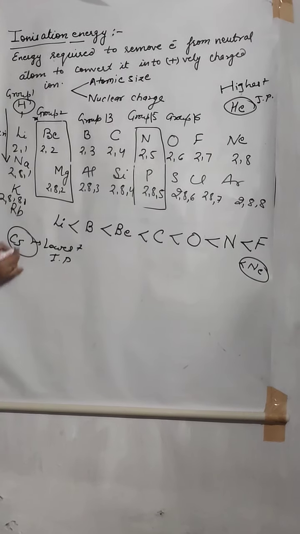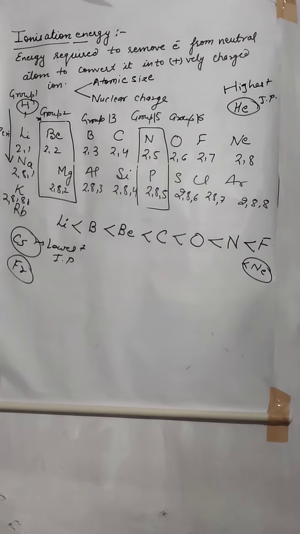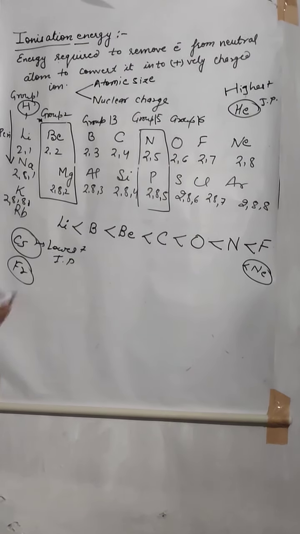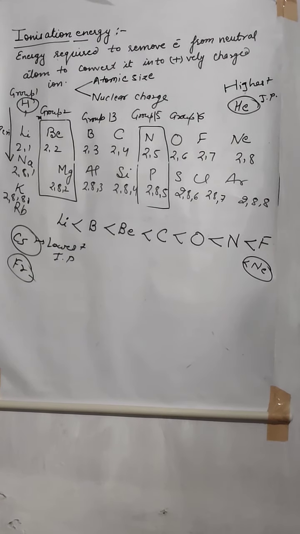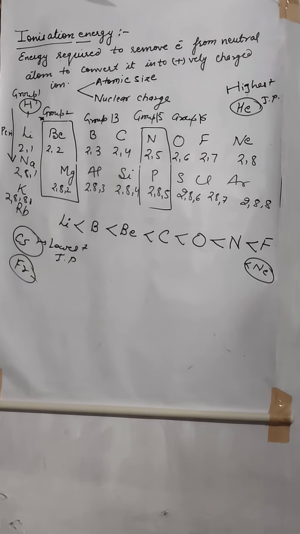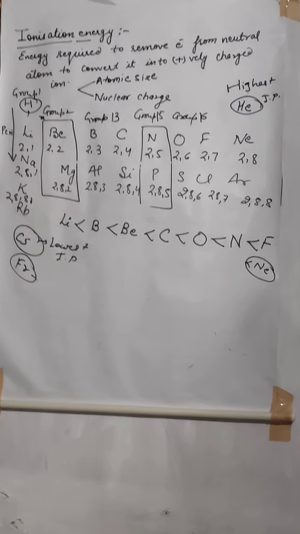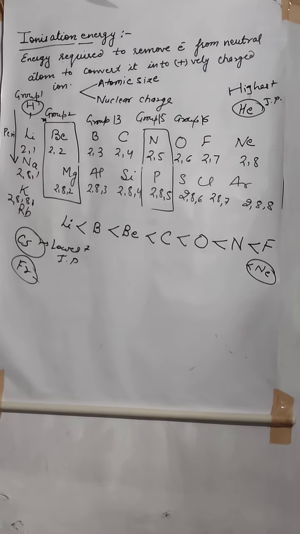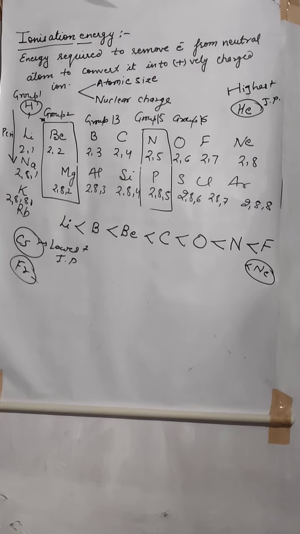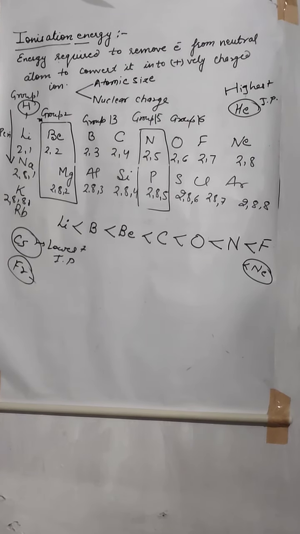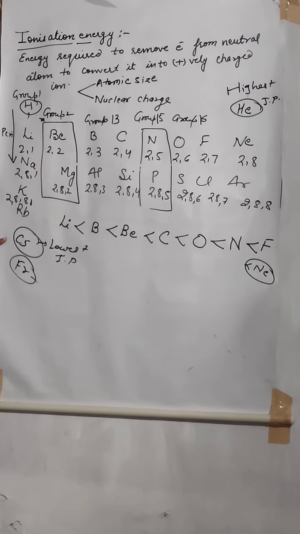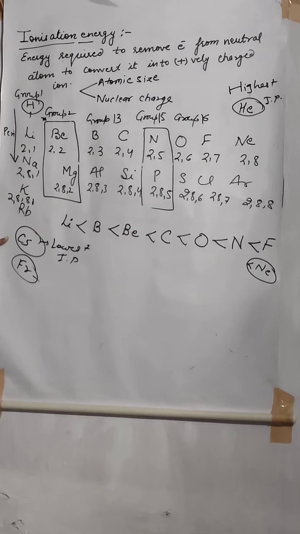Now the thing is, below cesium there is francium. So why have I not included francium? Because francium is a radioactive element, and due to its radioactivity, it cannot be determined how much ionization potential it has. So we will say highest ionization potential is helium, and the one having lowest ionization potential is cesium.